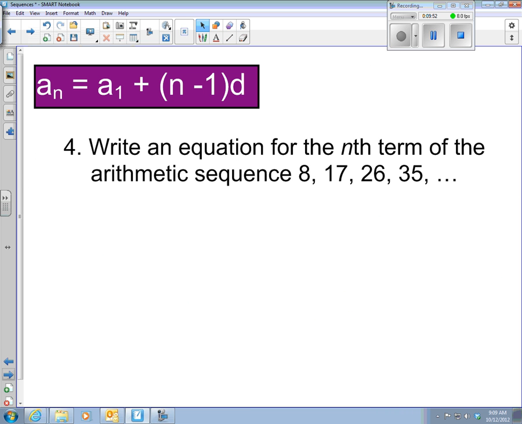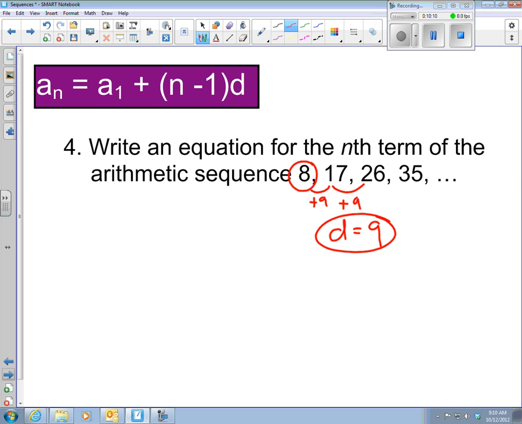Write an equation for the nth term of the arithmetic sequence. So we don't know what the nth term is, but we do know some things. We know what the first term is. We know that's 8. We're adding, it looks like, 9 every time. Yeah, I think it's 9. So my common difference, d, is going to be 9. So we're going to plug those two things in there. We don't know what n is, so we're just going to leave n as n.